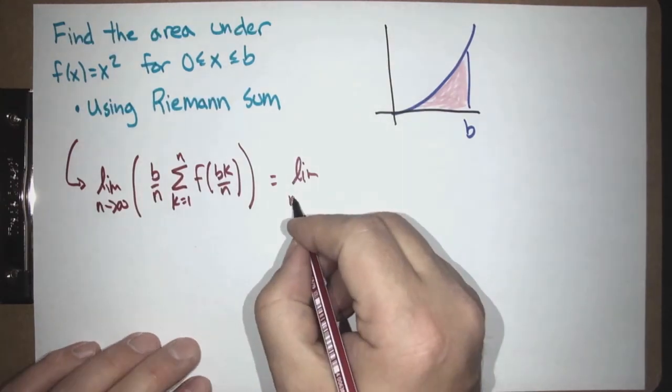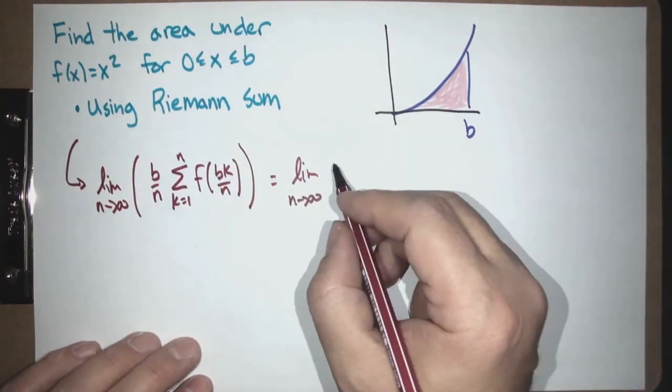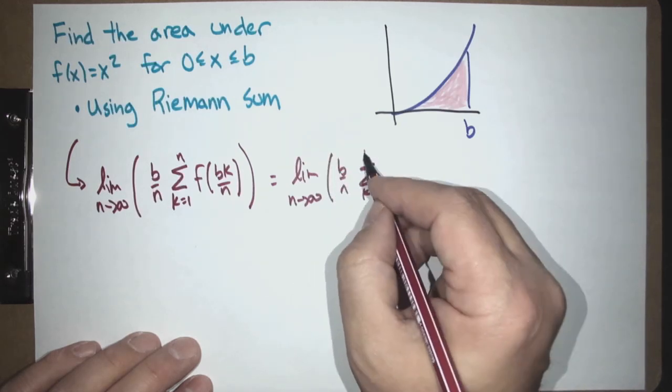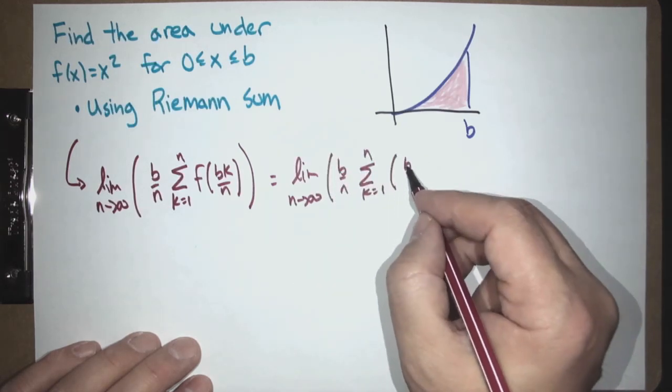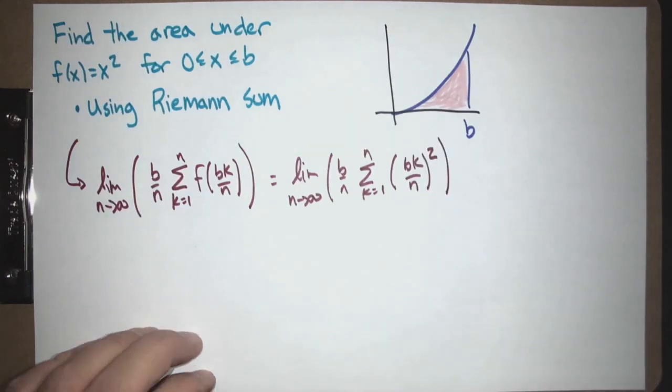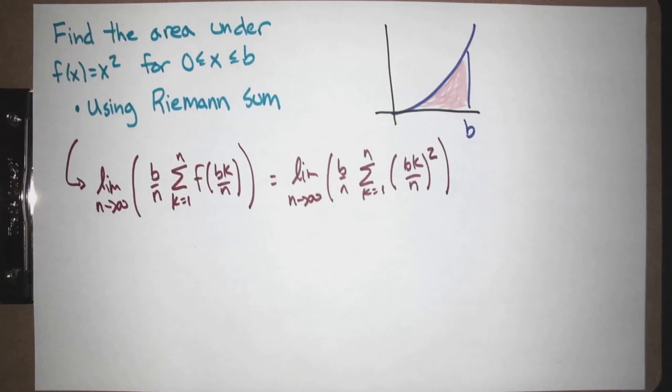That becomes the limit as n goes to infinity of b over n, sum k equals 1 to n. And here the function says whatever you put in it, you square it. Okay. Well, we'll do the same thing we did last time. We'll pull out anything that doesn't depend on k. What doesn't depend on our k in our sum?